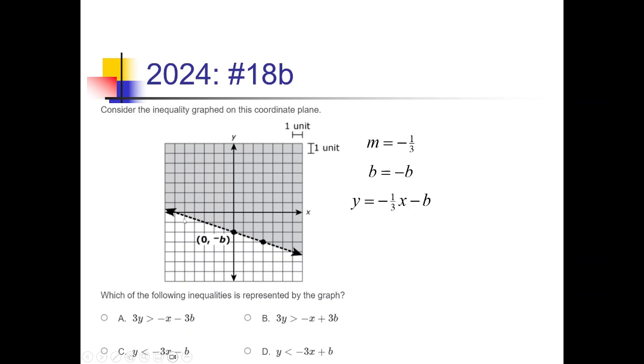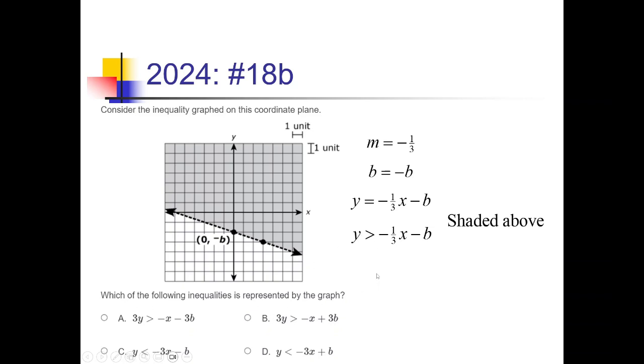Now, since this is a dashed line, our inequality is not going to have an equals in it. And since we shaded above here, that means I need greater than for my y inequality. So I'm going to rewrite this as y greater than -1/3 x minus b. Let's see if that's any of the answer choices. We have y less than and y less than here. Then we have these other two that have 3y greater than. Since I don't have any matches yet, I'm going to try and match this with A or B.